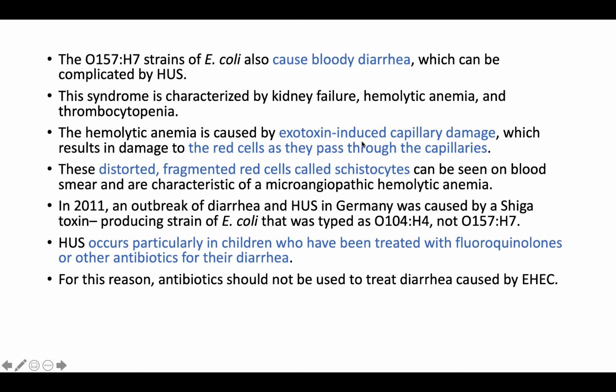Hemolytic anemia is caused by enterotoxin that induces capillary damage, which results in the damage of red cells as they pass through the capillaries. Then they go to the spleen and whatever and start to fragment these cells. These fragments are called schistocytes, and can be seen on blood smears.